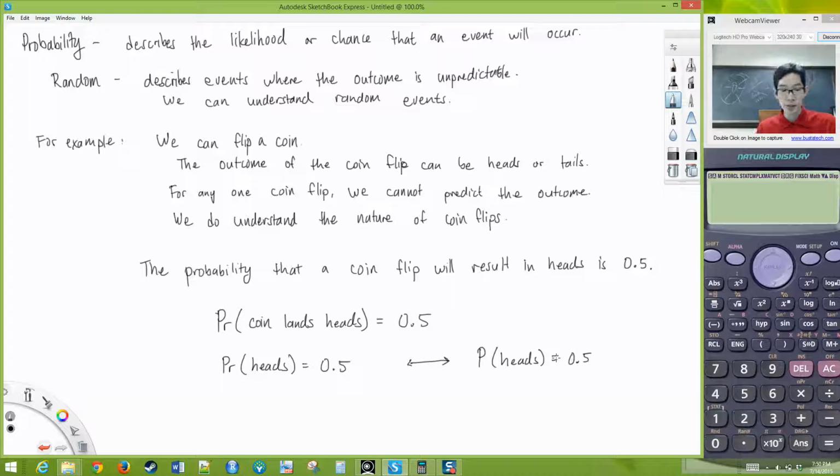And so when we talk about the probability that a coin flip will land heads is 0.5, this is what we call a theoretic probability. So these numbers are theoretic probabilities. Theoretic probabilities are what we call long-run relative frequencies.